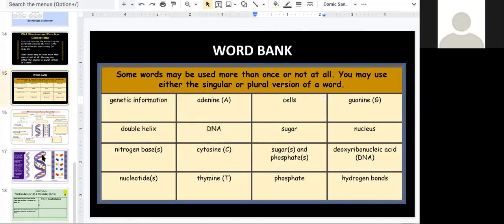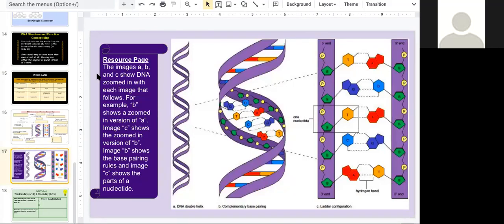Okay. And so slide 17, this is a resource page. It's showing you a zoomed in version of DNA. On the left, image A is a double helix. If you zoom in to one section, we'll be able to see the complementary base pairing, right? C goes with G, right? Car, garage, and apples in a tree. A goes with T. If you zoom in even more, it shows you that one nucleotide has a phosphate, a sugar, and one of your bases. And so this is there for you in case you need it.